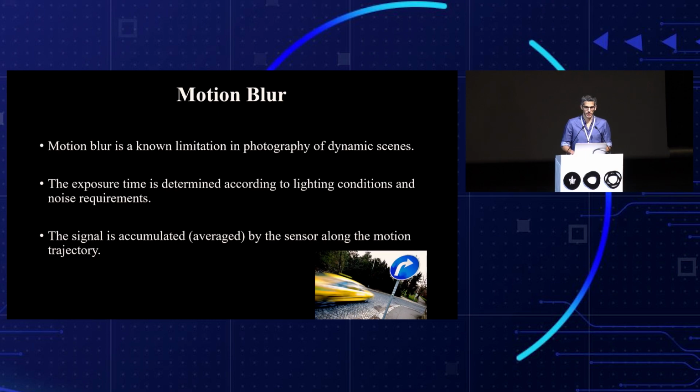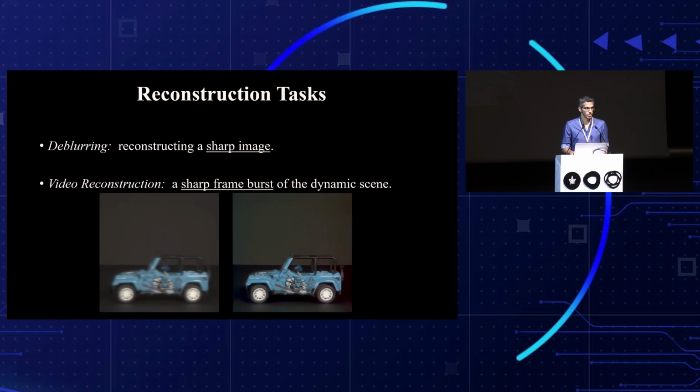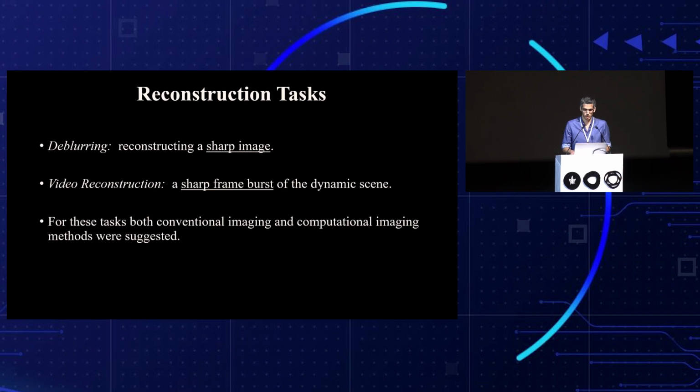So, motion blur. Motion blur is a limitation in photography of dynamic scenes. The exposure time is determined according to lighting conditions and noise requirements. In the acquisition, the signal is accumulated by the sensor along the motion trajectory. The main task regarding motion blur is deblurring, which aims to reconstruct a sharp image from a blurred image. An additional task is video reconstruction, which aims to reconstruct sharp frame bursts of the scene from a single motion blurred image.